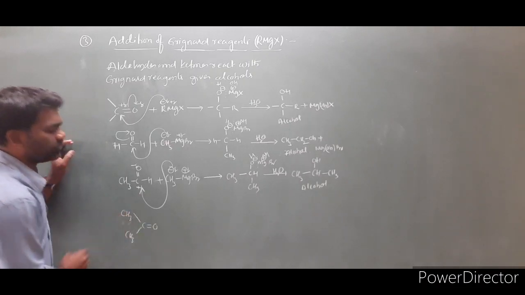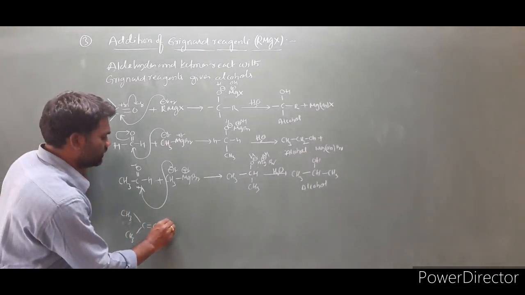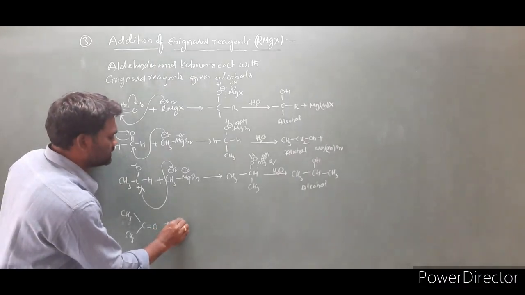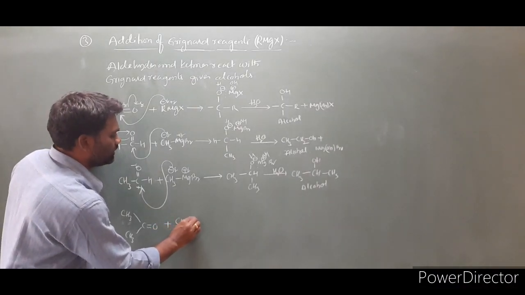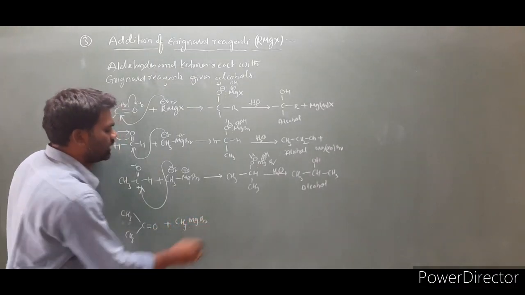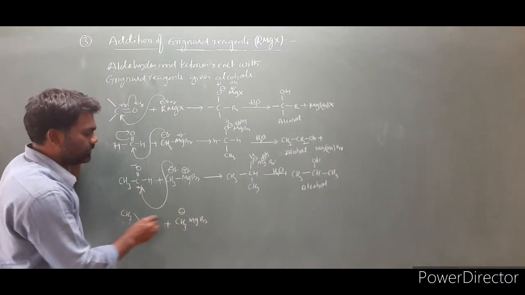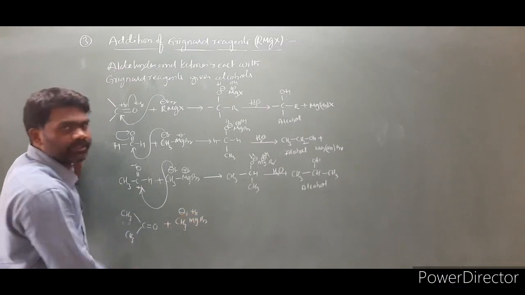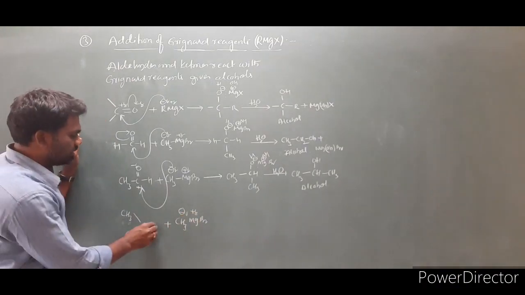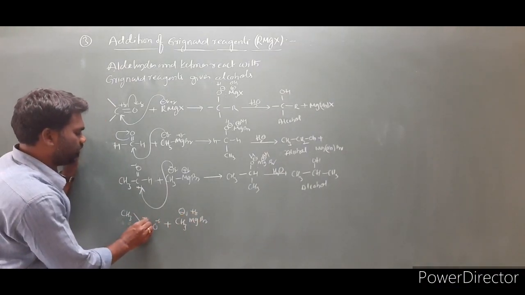CH3 double bond O, a ketone, I took. This one we have to treat with CH3MgBr. This is the partially negative charge, and this is the partially positive charge, isn't it? Then this is a partial negative, this is the partial positive.